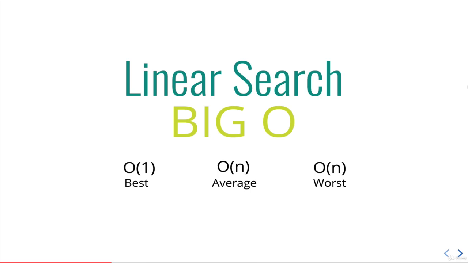Remember, we throw away all constants. So 2n, half n, 0.25n, those are constants. We ignore those and we just simplify it to O of n. Okay, so that's linear search. It's the best we can do with an unsorted piece of data.